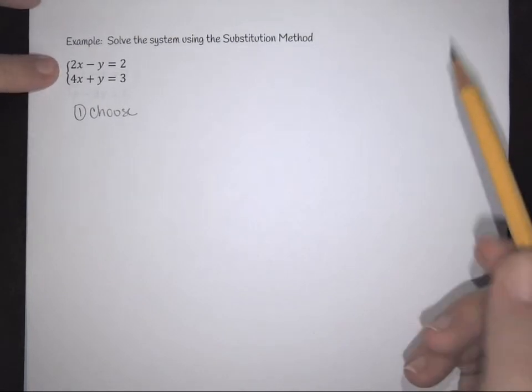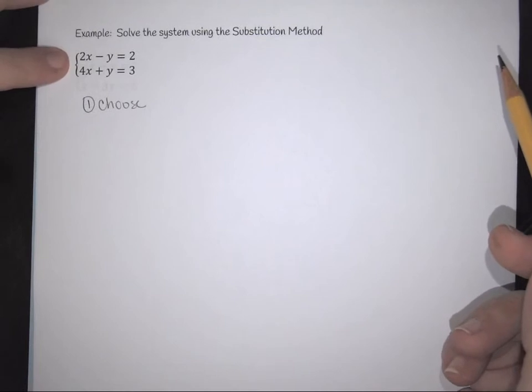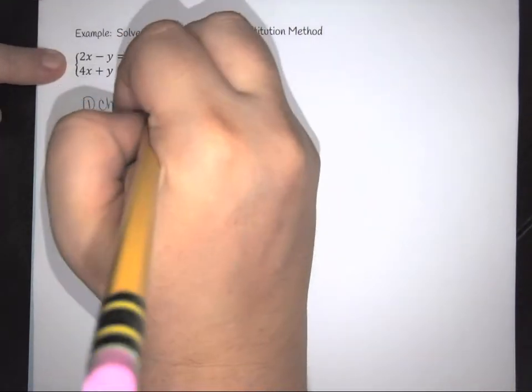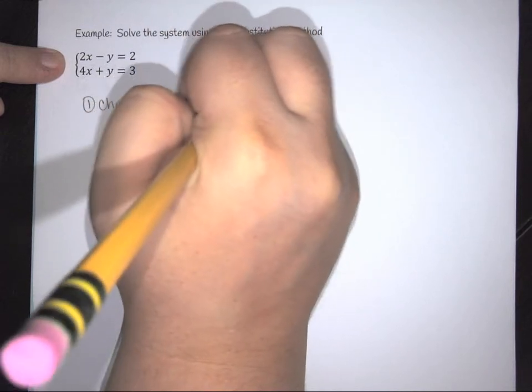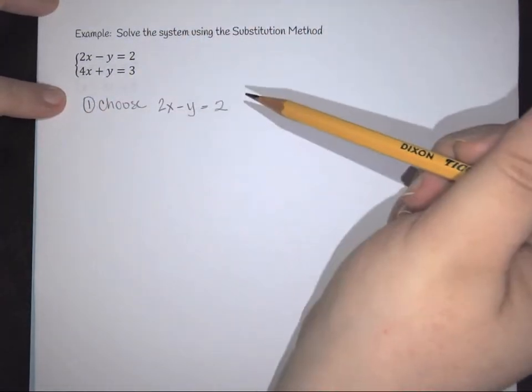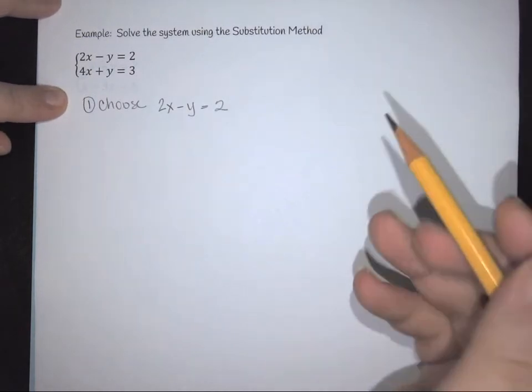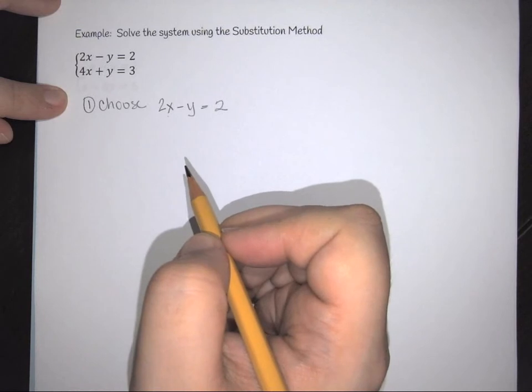And so here, I would just go ahead and do what most students do. We'll start with the top one. So we're going to choose 2x minus y equals 2. Again, normally I would ask my class which variable you want to solve for. However, most students generally choose x. So we're going to go ahead and solve for x.